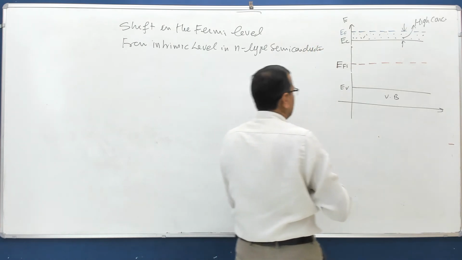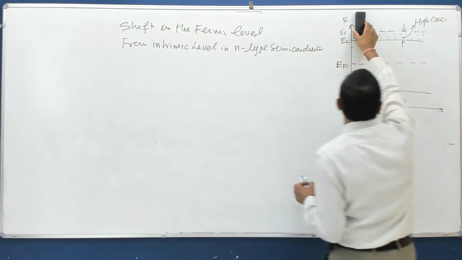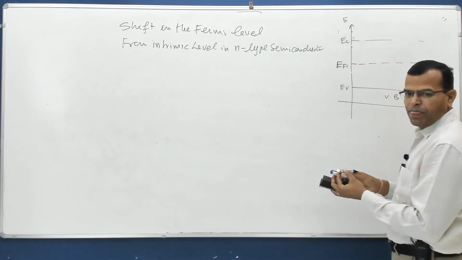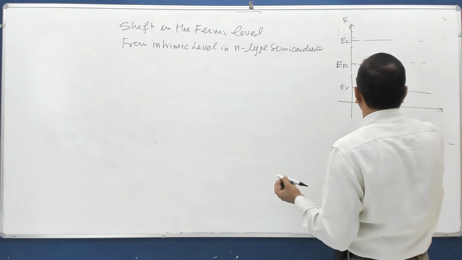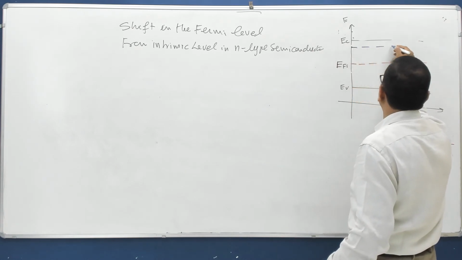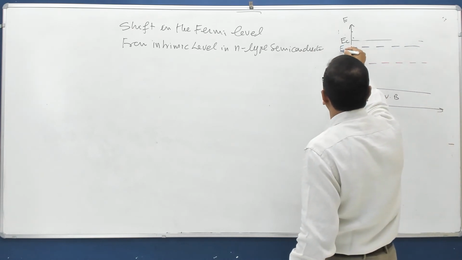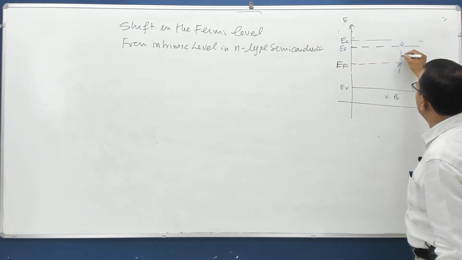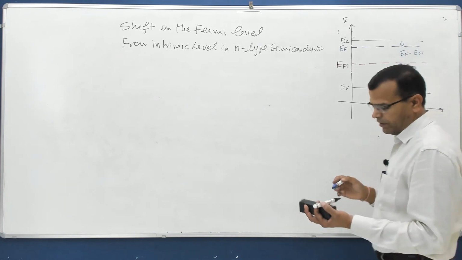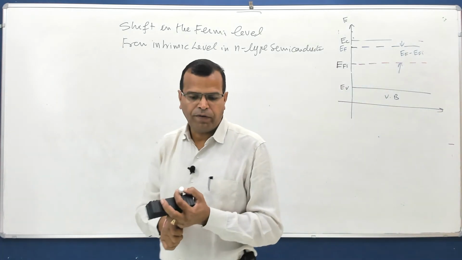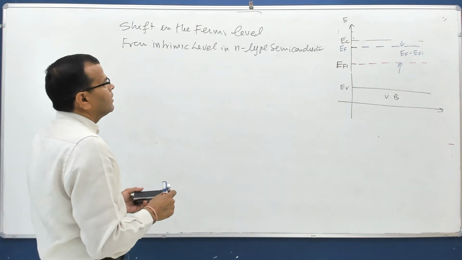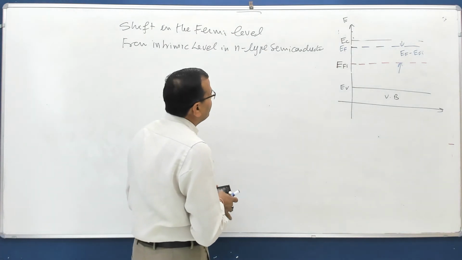I'll draw the diagram again. Suppose the Fermi level is at this location. You want to see this shift, and the shift is EF minus EFI, where EFI is the intrinsic level. This is what you want to find: the shift in the Fermi level.